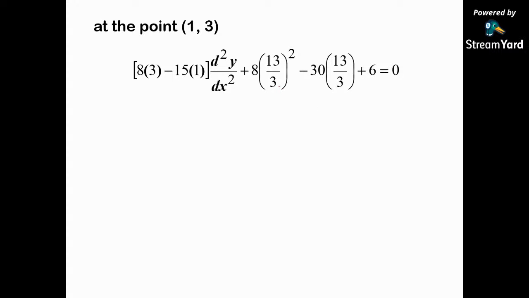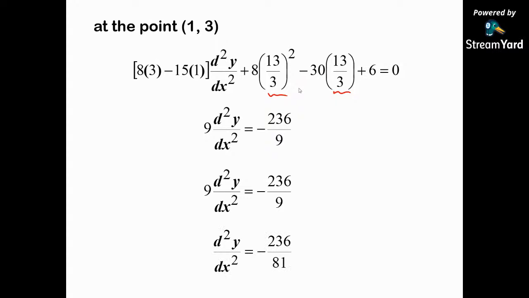Okay, so dy over dx is 13 over 3. I already substituted into here. dy over dx is 13 over 3. So the value of my second derivative, d2y over dx squared, is actually equal to negative 236 over 81. So this is the value of the second derivative.